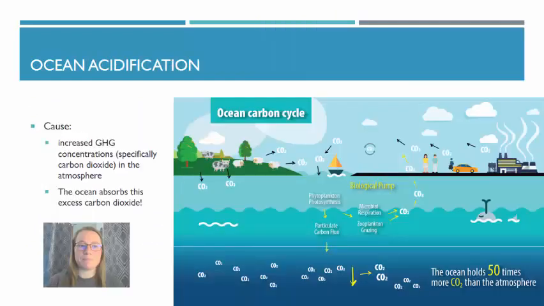Now, the way that this works and what is causing ocean acidification is this increased concentration of greenhouse gases in the atmosphere, and we're specifically looking at carbon dioxide. Remember, carbon dioxide comes from anthropogenic sources such as burning fossil fuels and having increased rates of cellular respiration faster than the rate of photosynthesis. Now also remember, the ocean absorbs a lot of this excess carbon dioxide. In fact, the ocean holds 50 times more carbon dioxide than the atmosphere.